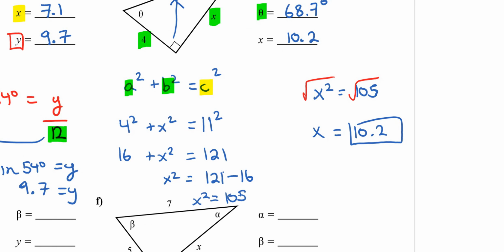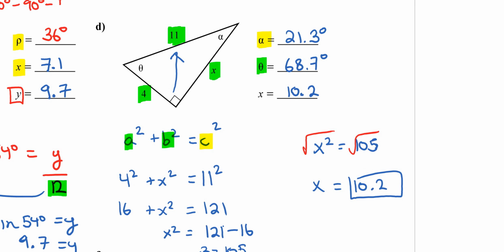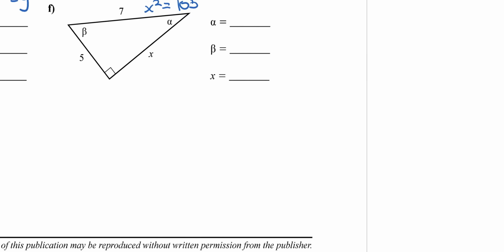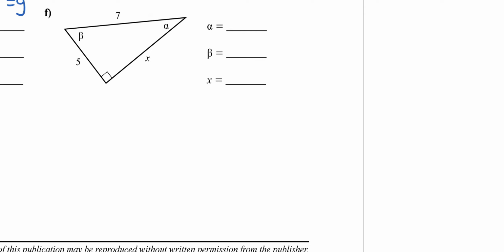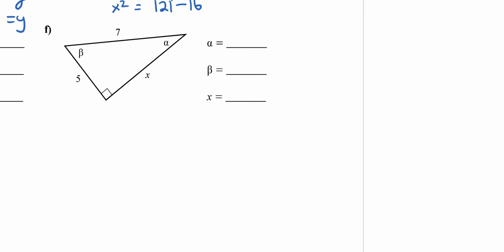Okay, so that's it for that particular question, and now let's move on to letter F. Letter F is very similar to the problem that we just solved. The very first question is I need to find angle A. So what are we given here? We're given a 7 and a 5. With respect to angle A, 5 is your opposite, and 7 here is your hypotenuse.